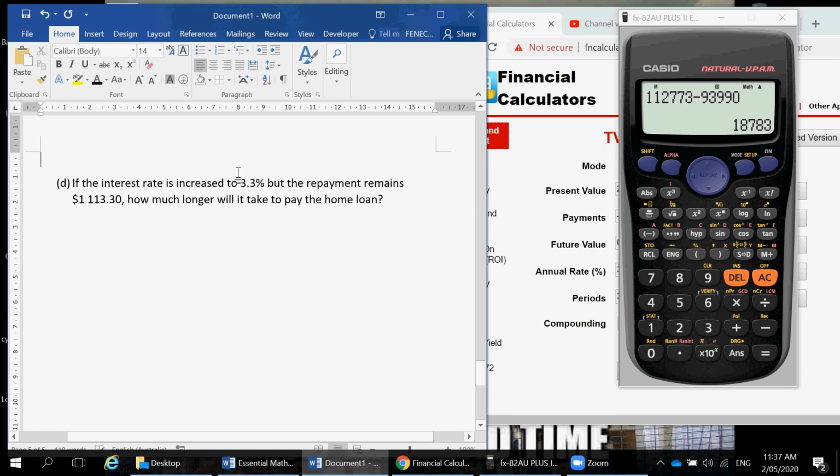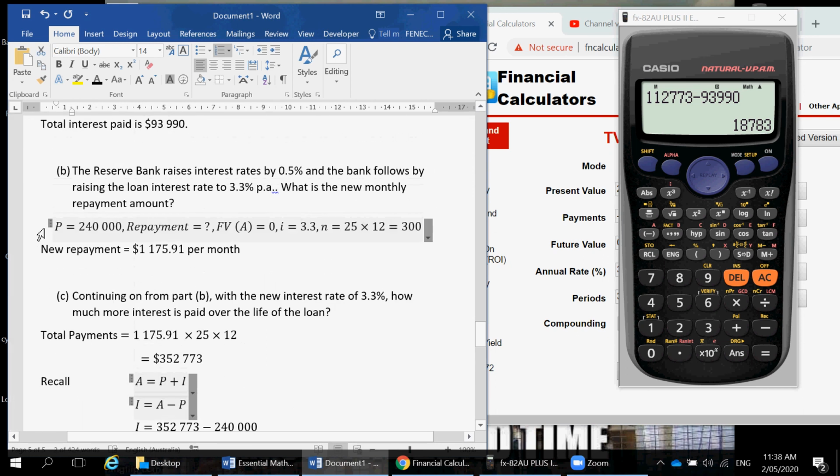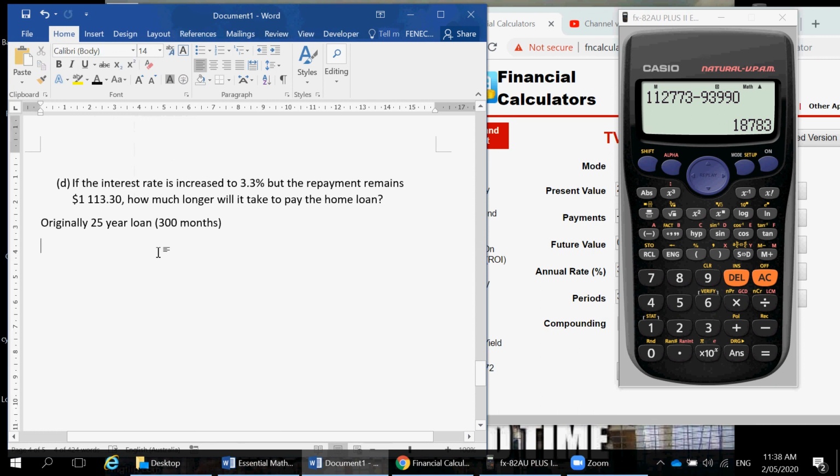Last example I need to just quickly run by is if the interest rate is increased to 3.3%, but repayments remain the same, they remain the old repayments, how much longer will it take to pay off the loan? Now remember, originally it was a 25-year loan. Under our initial calculations, we worked out a few times that that's 300 months. So how long is it going to take to pay off now if we still keep the repayment amount the same? Well, before we use the online calculator, let's consider what we've got.